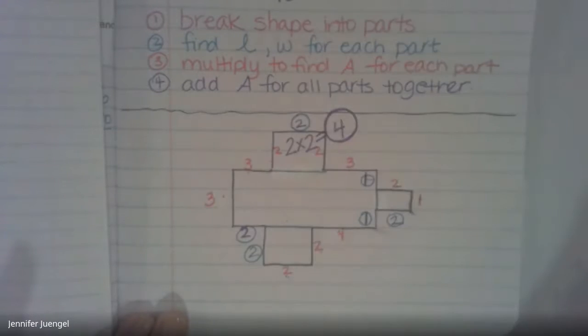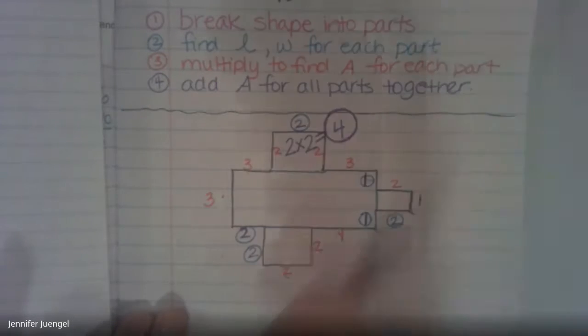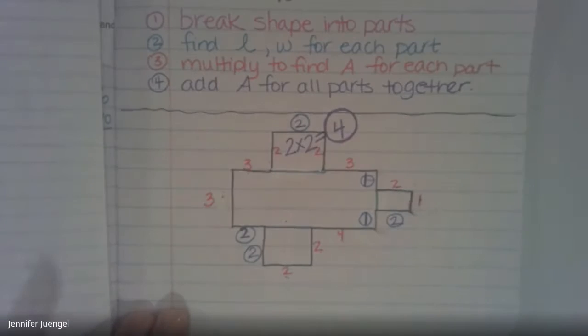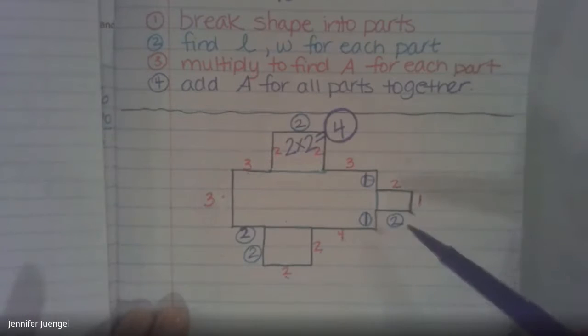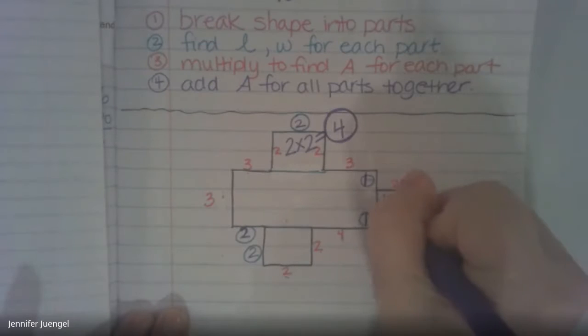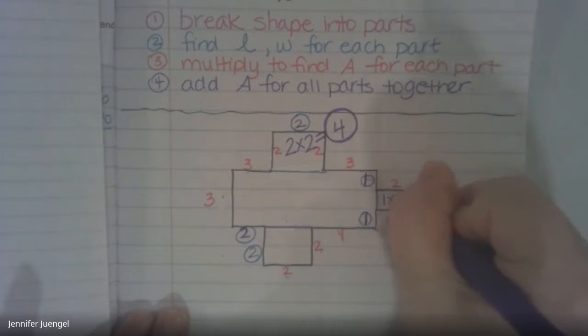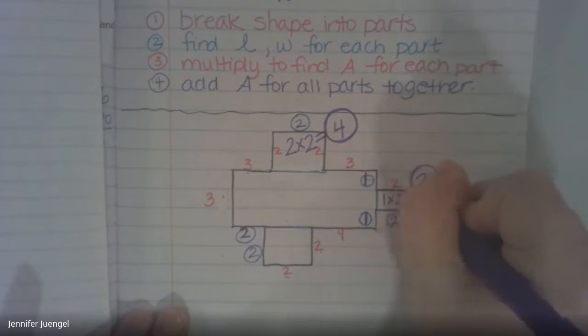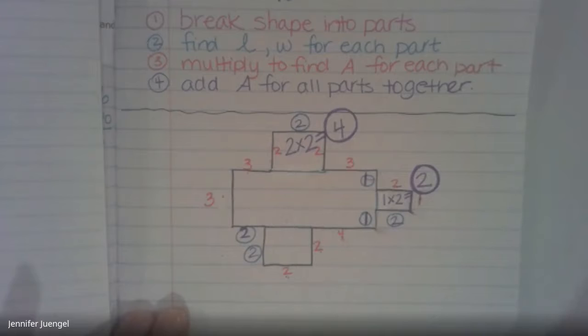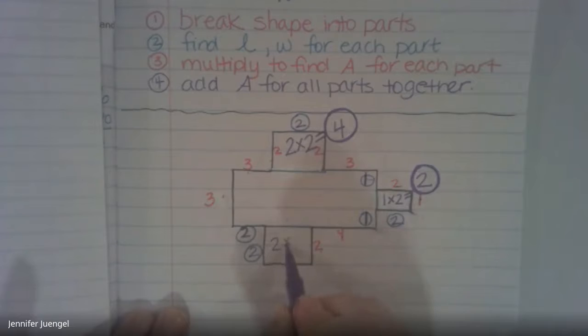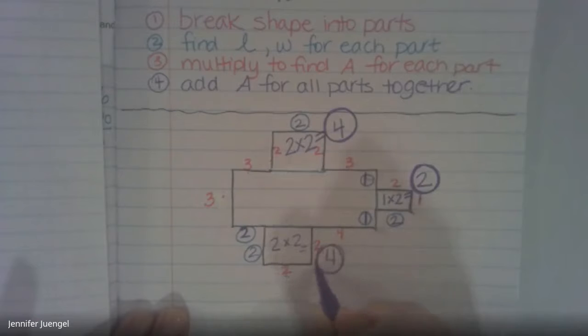And I'm going to circle it so that I don't forget it because I've got a lot of numbers in this small space. So I'm going to really make sure that I outline that and make it big so that I can remember when I need to add. Okay, now let's do this little guy right here. The length is 1, the width is 2, which means the area is 2 square units. Down here, one length is 2 times the width of 2 equals 4 square units again.